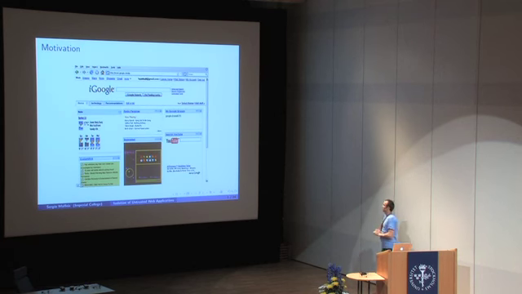So motivation, we are interested in the security of web mashups. This is a web mashup, it's the Google page. By mashup, we mean that you download a page from one server, in this case Google, and it contains a lot of components, like the weather, a game, a YouTube page, all embedded inside the same page.